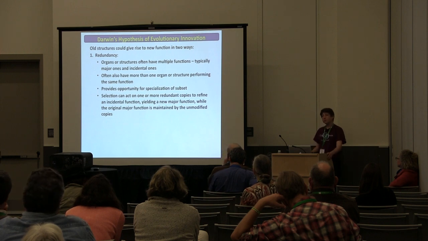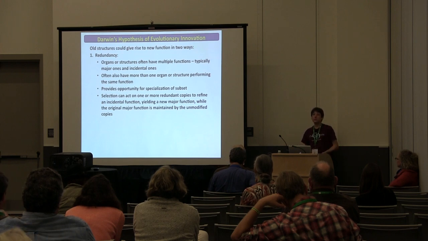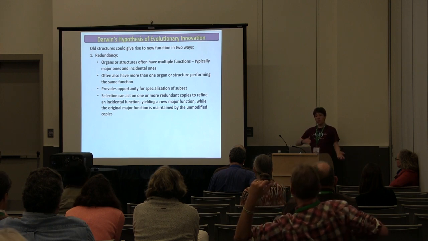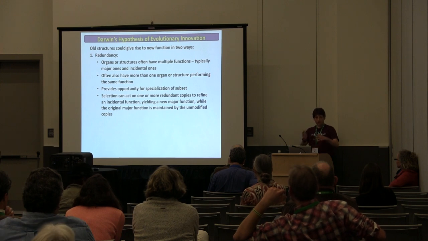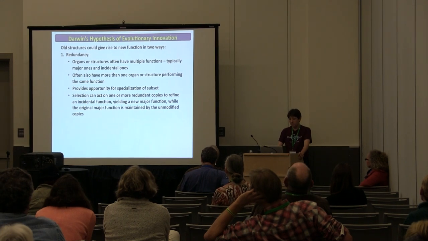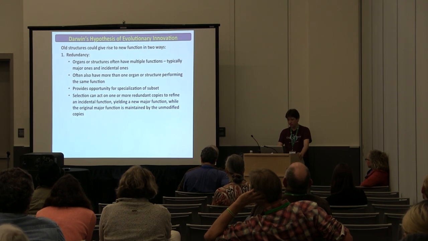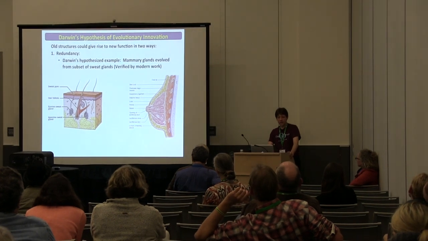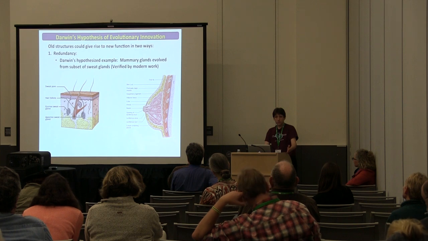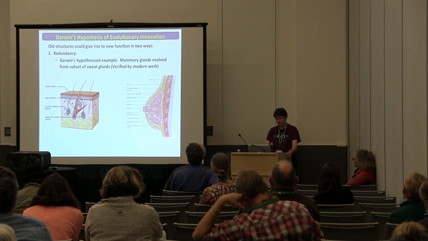And that means that there's an opportunity for specialization in a subset. Selection can act on one or more of the redundant copies to refine one of those incidental functions, and in so doing, cause them to develop a new major function while minimizing the original one. And then the original major function is maintained by the unmodified copies, so that you don't lose anything by this modification. So Darwin's example, which has been borne out by modern work, is with mammary glands, which he argued evolved from a subset of sweat glands, which we now know to be true.